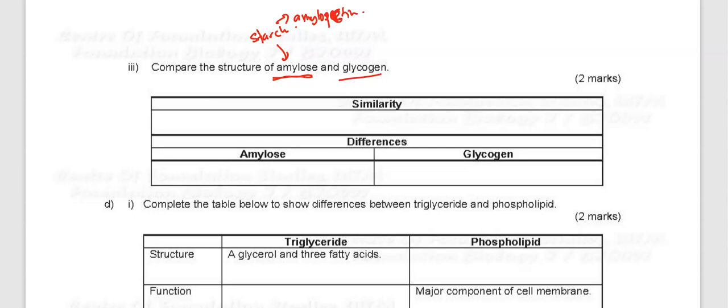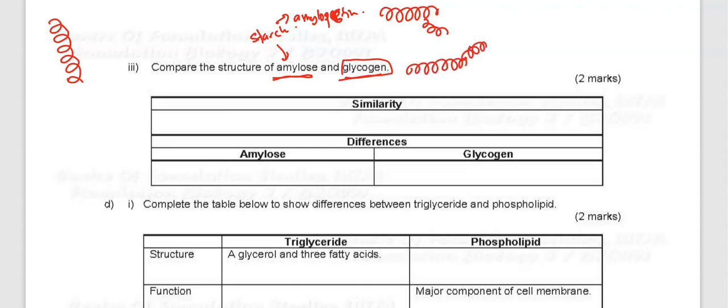Okay, so amylose is the simpler form where the structure of amylose is only coiled. Okay, coiled structure. And as for the amylopectin, you have branches. Okay, short branches. And as for glycogen, the structure of glycogen is similar to amylopectin, except the structure is much more complex where it has more branches.